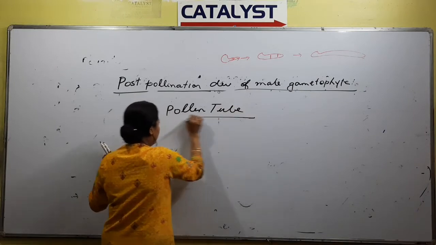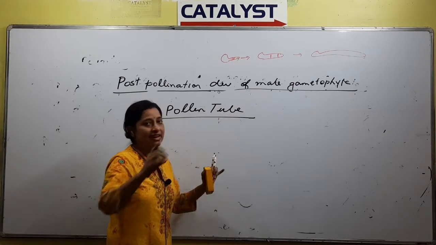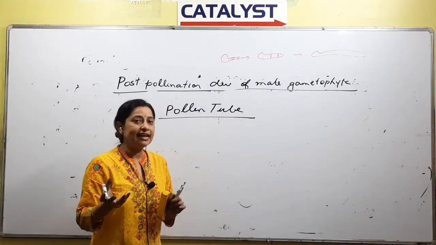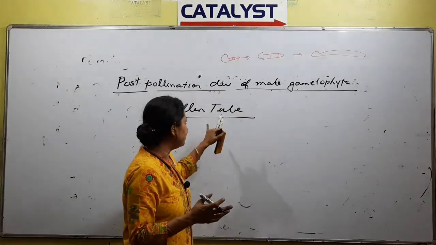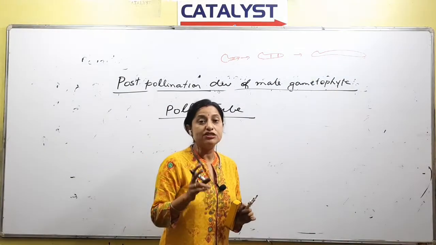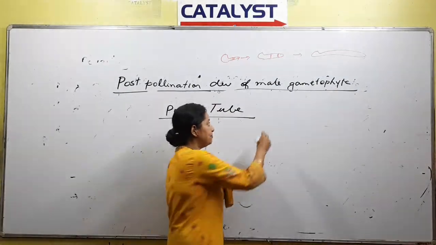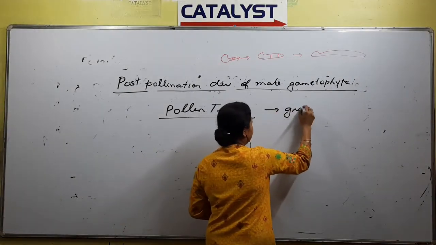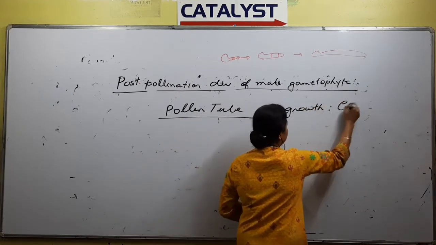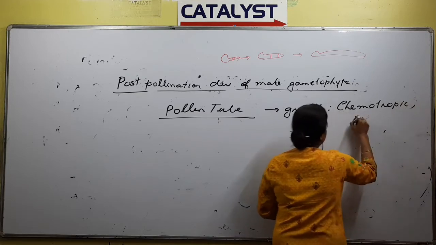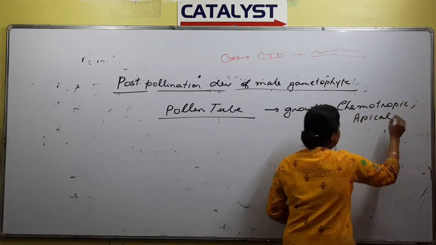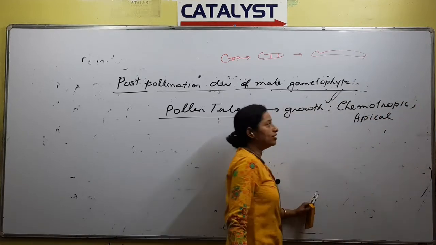The pollen tube is a slender, thread-like structure, right? That is secretive in nature. It secretes some chemicals. And what we have to know is that the growth of the pollen tube is always chemotropic and apical. Right? It is a question that comes. Growth of the pollen tube is chemotropic and apical.